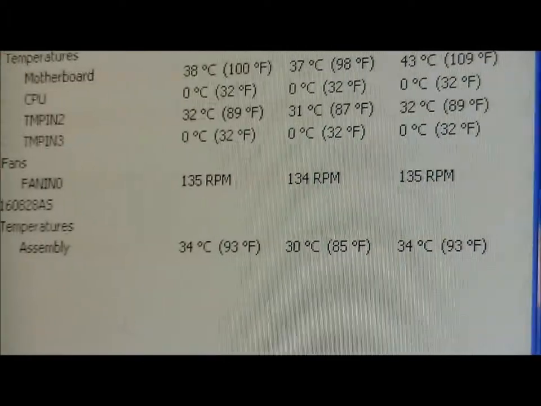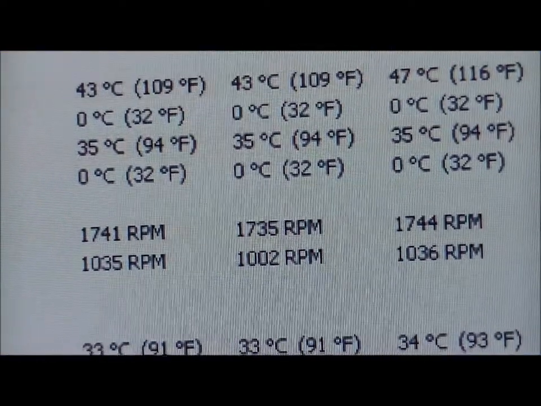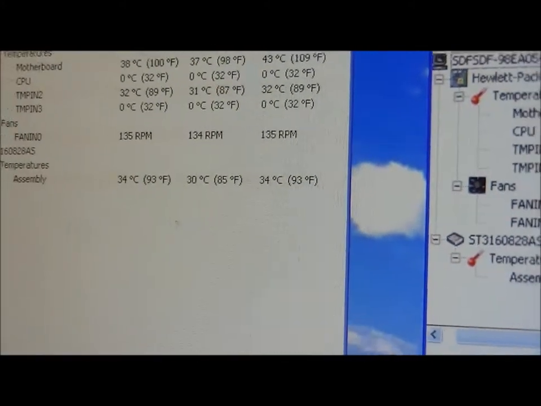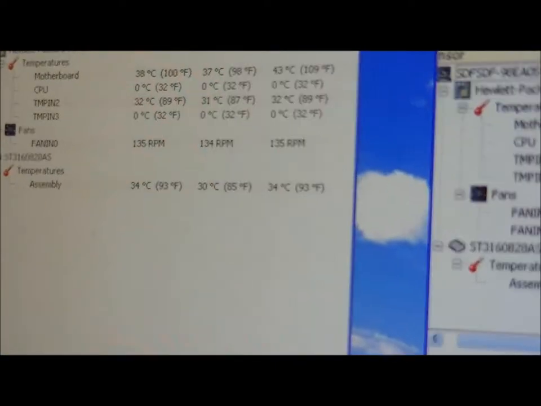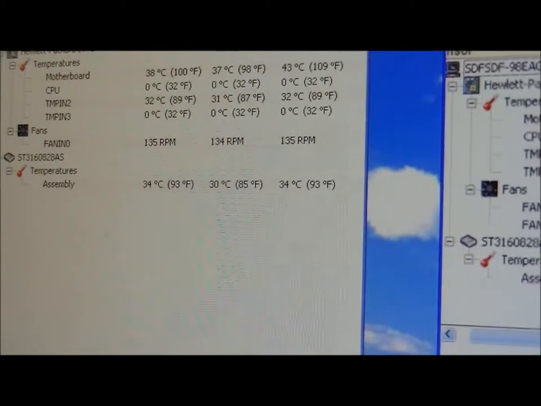You can see the big difference in fan speed, in RPMs. One of the fans died because it was a really old fan, so probably we need to change that.